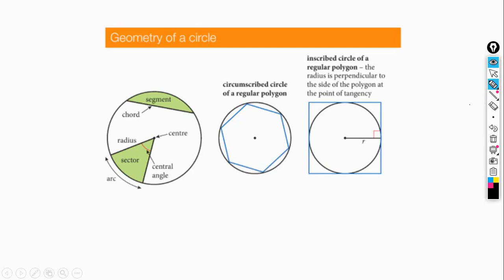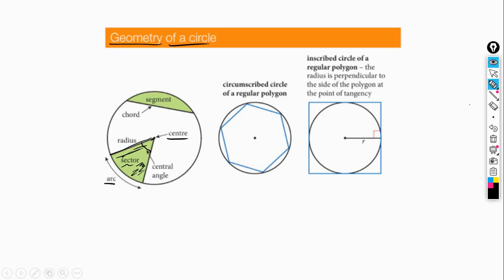So now let's take a look at the geometry of a circle. And basically, we're going to look at some vocabulary here. So notice that we have a center for a circle. This is known as the center. Then from the center to the outer edge of the circle would be the radius. This is a central angle. Then if we have a sector, it's this green area. The sector would be this area here. This part of the circumference is known as an arc.